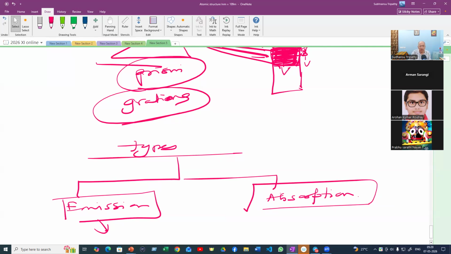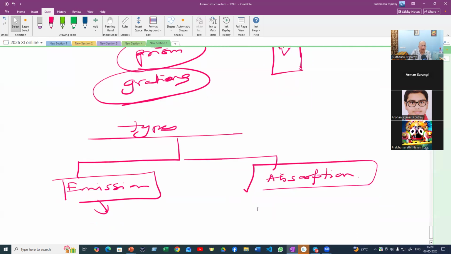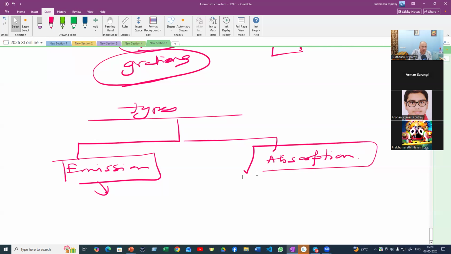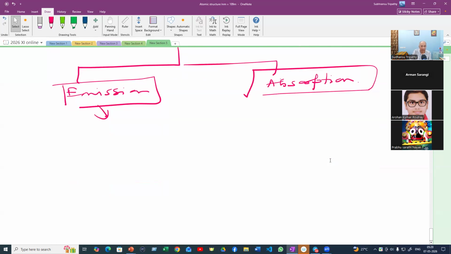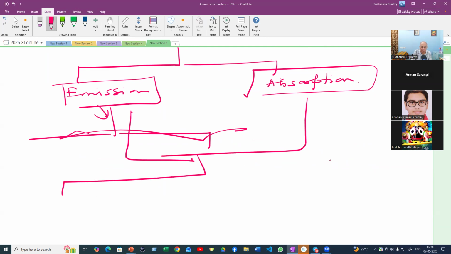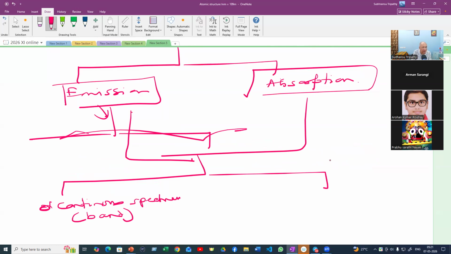But for beginners like you, I will tell you something different to explain absorption and emission better. Just hold on. Now, emission is of two types. One is called continuous, which I showed you. This is called a band spectrum. There is no gap in between. The example is the solar spectrum, and the spectrum from black body radiation. I will talk about black body radiation later.